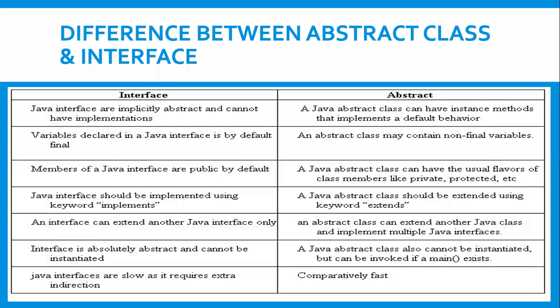Implements keyword. So interfaces cannot be instantiated. Abstract classes also cannot be instantiated, and can be invoked only if a main method exists. That means it has some starting point. And Java interfaces are slow as they require extra indirection, but abstract classes are very fast. Okay.